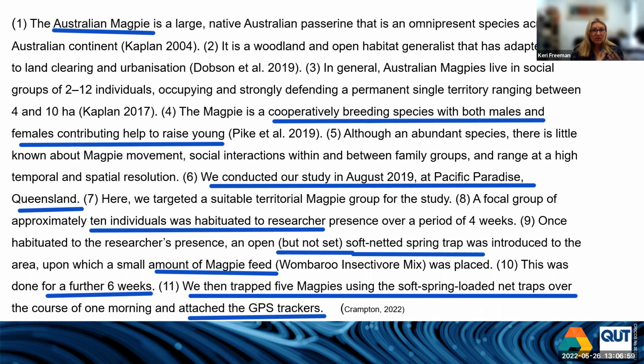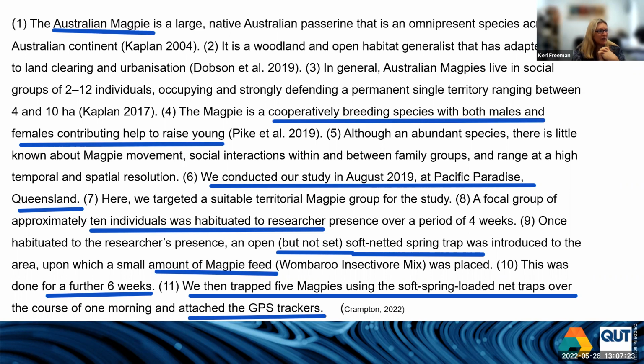Animal ethics, not harming them. Who would they need approval of to access this little gaggle of magpies? Any idea? Queensland government potentially? I would say yes. Yep.